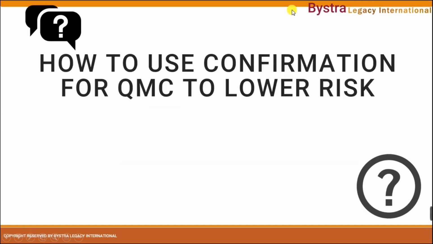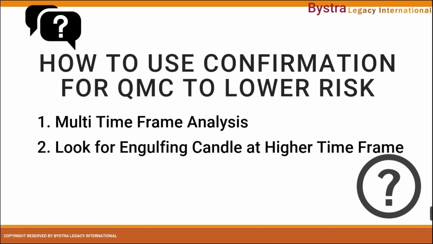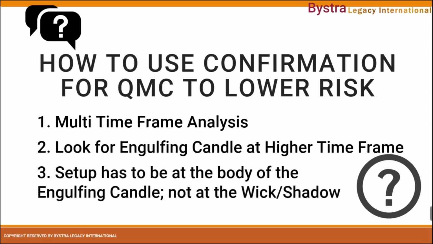So how do we use confirmation for QMC to lower our risk of entry? First of all, as always with all setups, it must be multi-time frame analysis. This is the main key. Second, we must always look for the engulfing candle at a higher time frame as our confirmation, and make sure that the setup is at the body of the engulfing candle. Please remember guys, never let the setup be at the wick or the shadow, or else the risk is very high. You will increase the risk and this will be very, very dangerous.